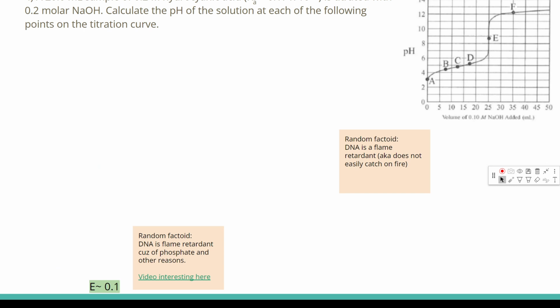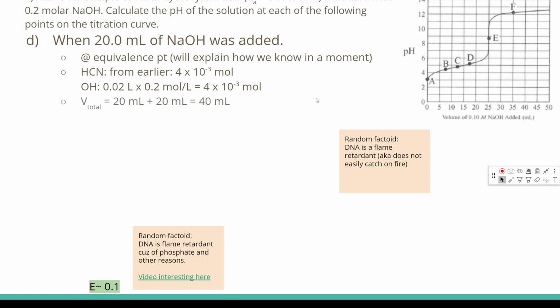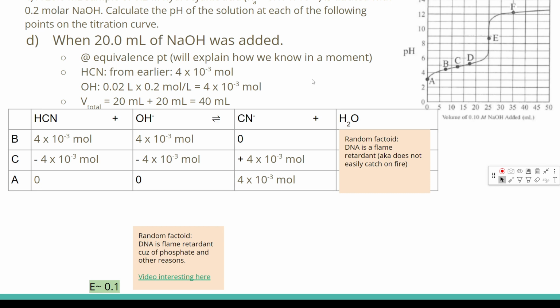Okay. So next part, or next question rather, we are at the equivalence point. I'm going to talk about how we know in a second. I'm just pointing it out now, but you need to do the calculations in order to know. And so we have our HCN from earlier, again same calculations, molar times volume, and then we have the 20 mL, and we convert it to 0.02 liters, and then we use the molarity that was given earlier, and then we got our moles. I have my new total, again, don't forget that.